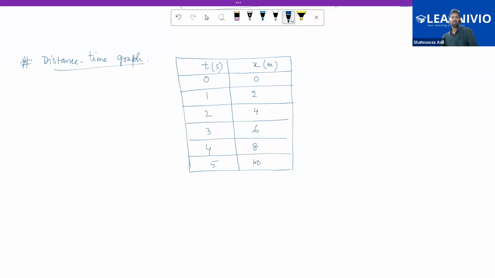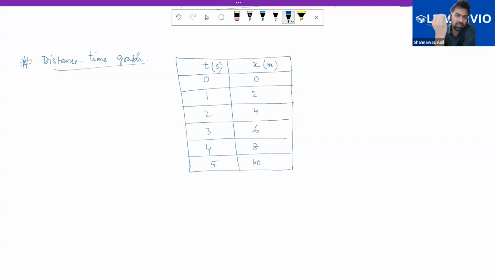So by just looking at this data, you can tell me what kind of motion this is. What kind of motion is this? Vector? Why do we have any vector? We don't have any vector, right?